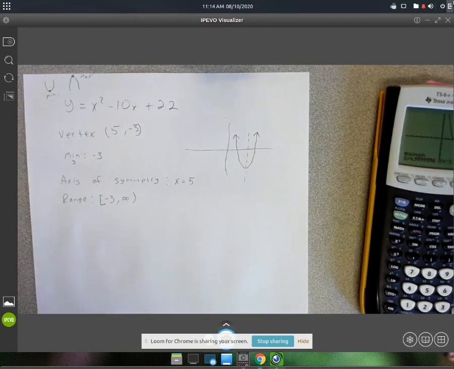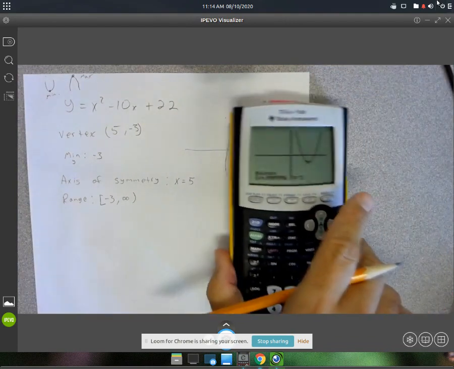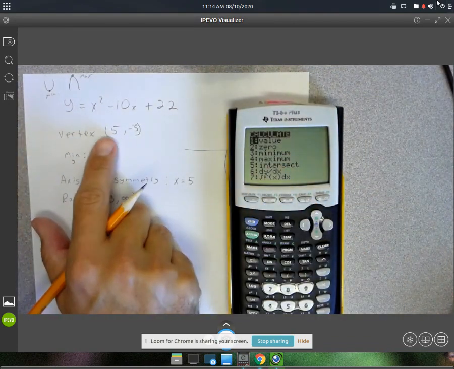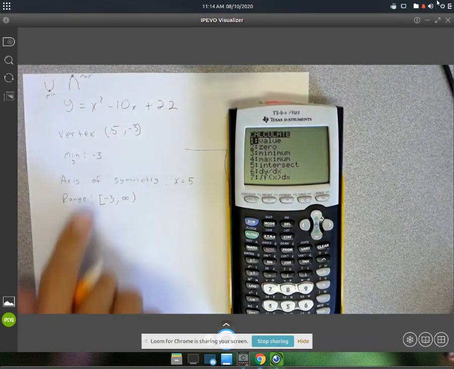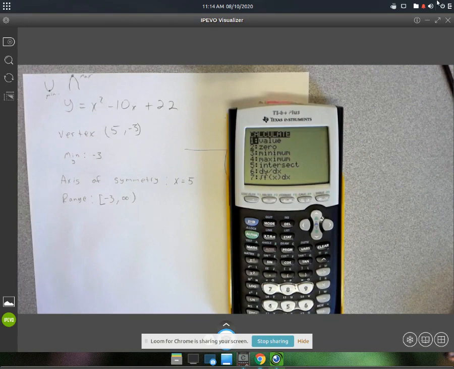All right. That's it. So we found our vertex using the minimum or the maximum command on the calculator. Once we know our vertex, the x and the y, we can determine our minimum and our range and our axis of symmetry.